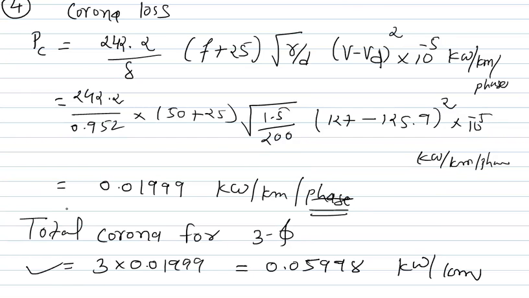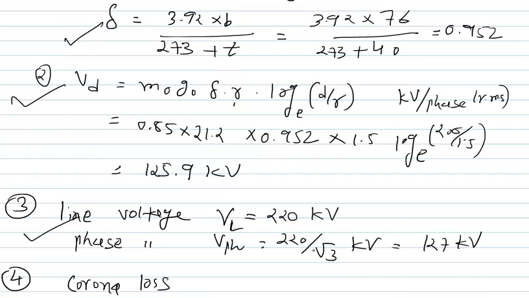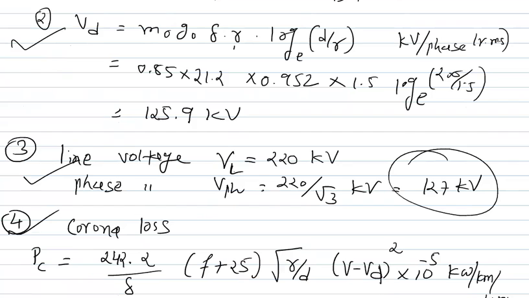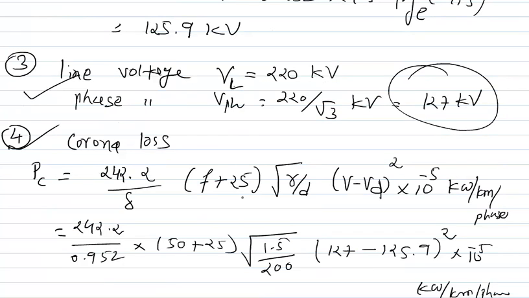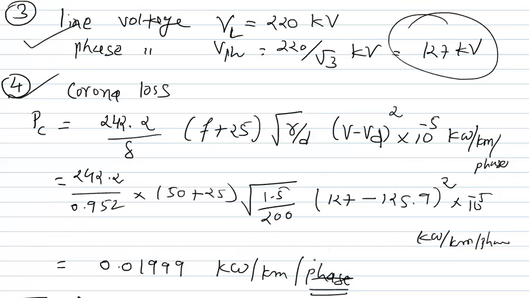So in this example, the first step is to find delta, then VD, the critical disruptive voltage, then the line voltage is given, so we need to convert it into the phase value. Then the last step is the corona loss. We have already written this equation, so put all the values of delta, then frequency, then transmission line voltage in phase value, then disruptive voltage per phase, and you can find the answer. This type of example is sometimes asked in examinations.